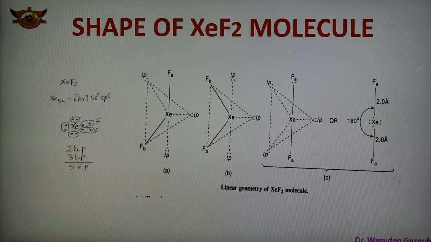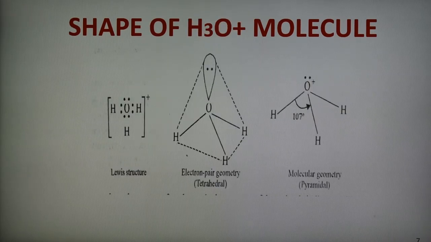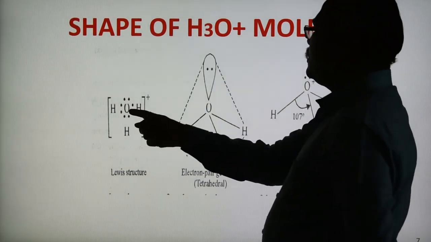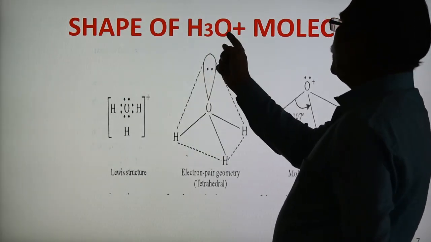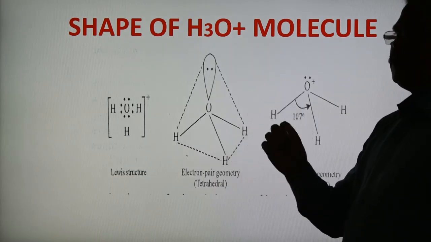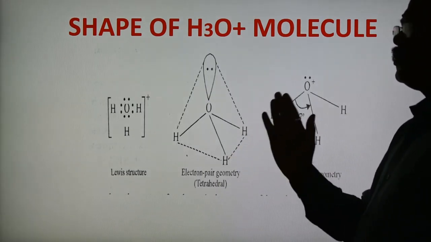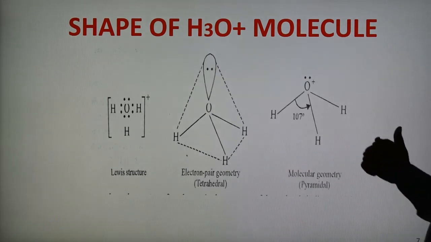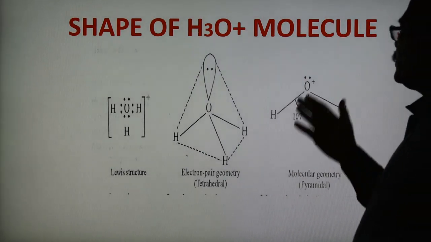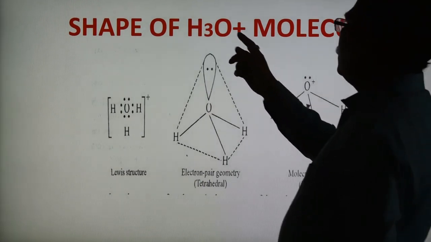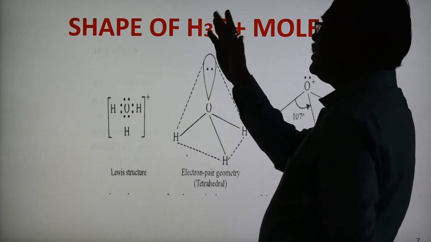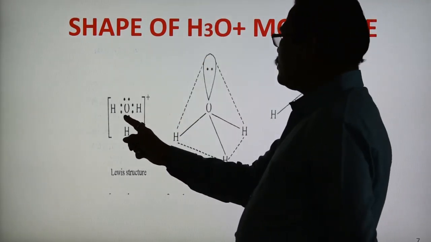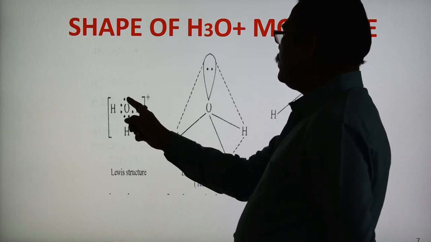So this is the geometry, and the next example is the shape of the H3O+ molecule. In case of H3O+, the central atom is oxygen, and oxygen has atomic number 8. In its configuration, 2 electrons are in the inner shell and 6 electrons are in the valence shell. But there is a plus sign, and 1 plus means 1 electron is lost. So around the oxygen there are 5 electrons: 1, 2, 3, 4, 5.